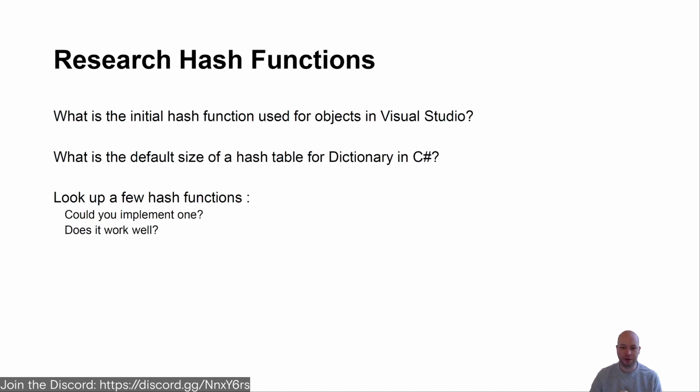let's research a bit of hash functions, and I will talk about these once you have a chance to do it. So feel free to pause the video after I talk about it. But what is the hash function that Visual Studio uses? In C#, you can hash any object. You can basically pass an object and get a hash for it. So what is that? What do you think that function looks like? What is the default size of the hash table in C#? And let's look up a couple of hash functions. Could we implement one, and does it work well?